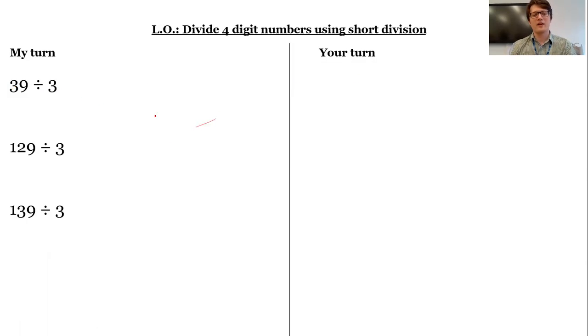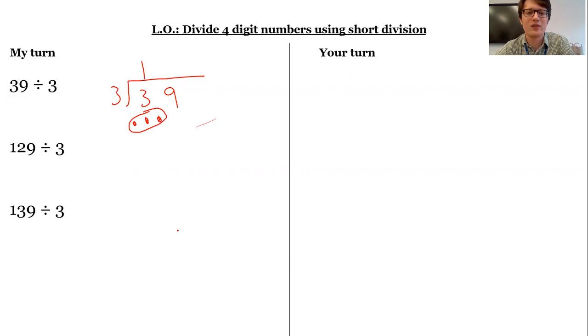So 39 divided by 3. Well, hopefully if we saw 39 divided by 3, we'd think of other strategies to solve this mentally. But I want to show you what it looks like as a short division, just so that we're really clear what's going on. So I'm first of all saying, how many times does 3 go into 3? How many groups of 3 can I make out of the number 3? So if I draw that 3, remember it's really 3 tens, well, I can make one group of 3.